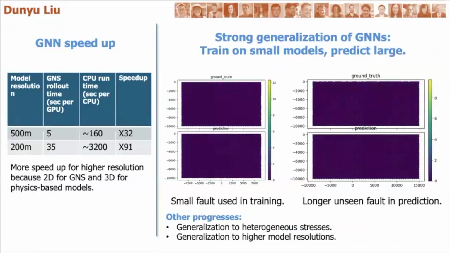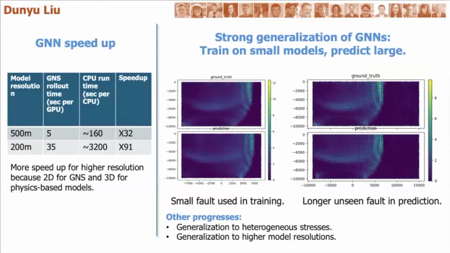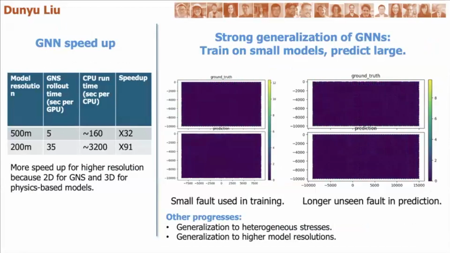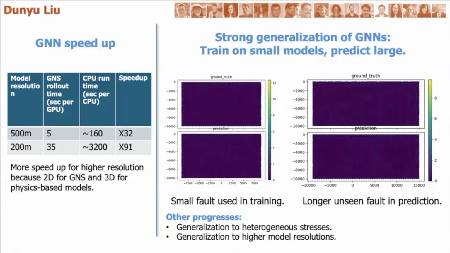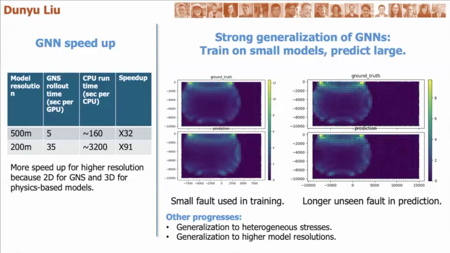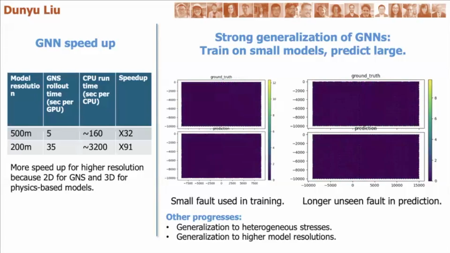So you can see, for example, with 200-meter spatial resolution in the model, the GNN rolls out the whole time series in 35 seconds. If you compare that with the CPU-based, physics-based model, it takes 3,200 seconds. But I should note it is always difficult to compare the performance of GPU and CPU, because there are different software and hardware architectures. But here we see a really like 90-fold improvement.